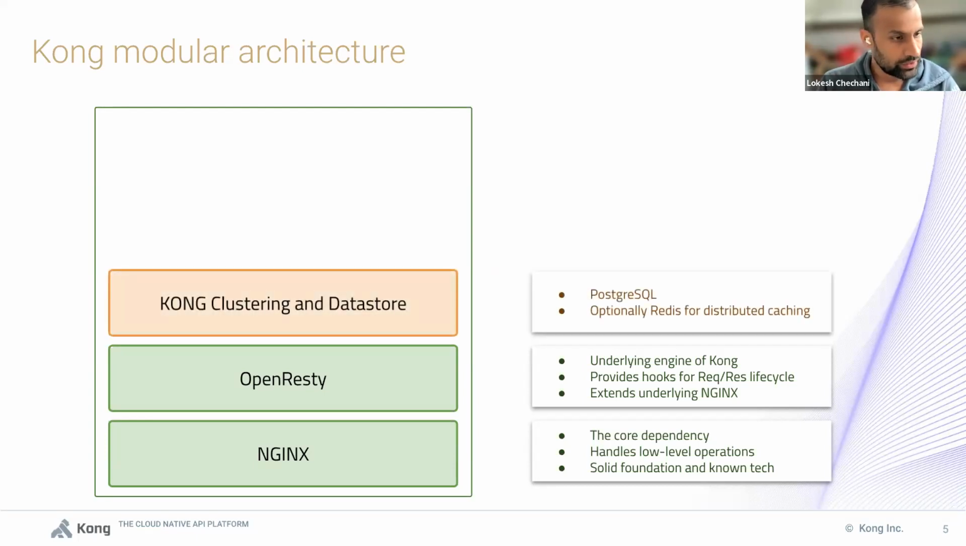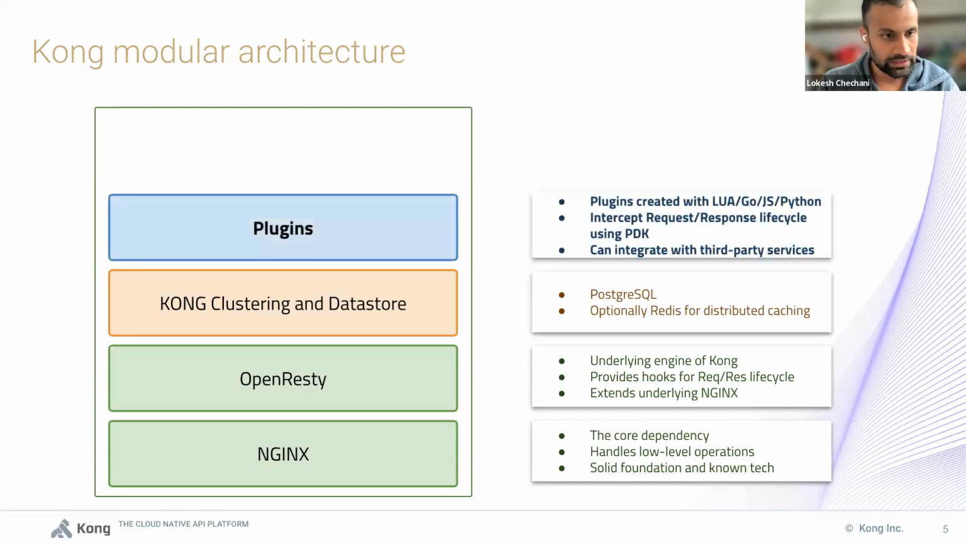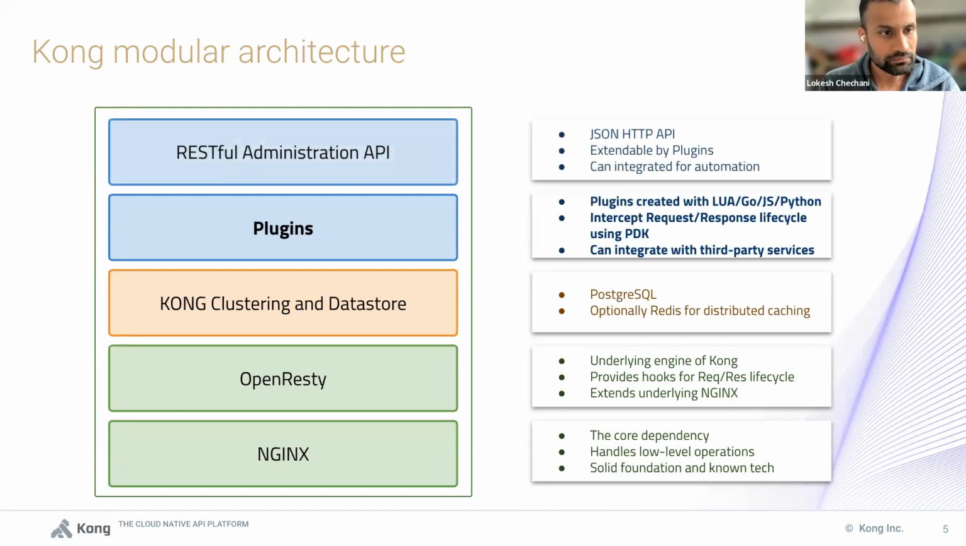We do have the Kong clustering and data store. This is around Kong config management and around caching. Of course, plugins. We will talk a lot more around these areas, but primarily you can write them in many languages. The core use case around the plugin is to intercept your API request and the backend API response as well. And at times customers use them to integrate with third parties. And on the top, we have the administrator control plane, where you can configure the plugin, the service and routes by various means.